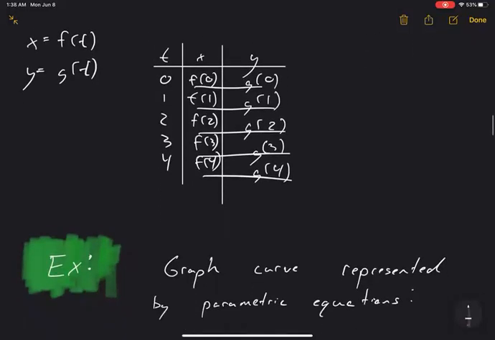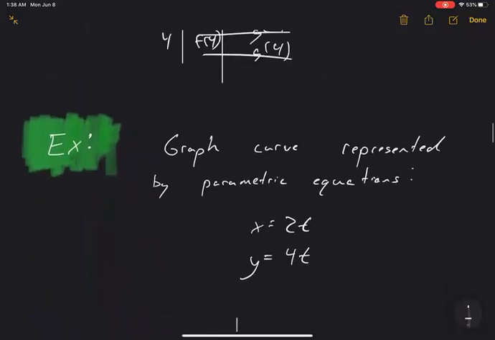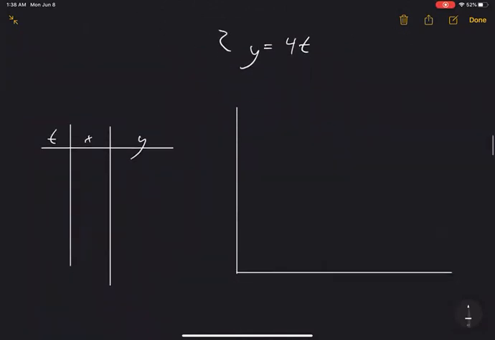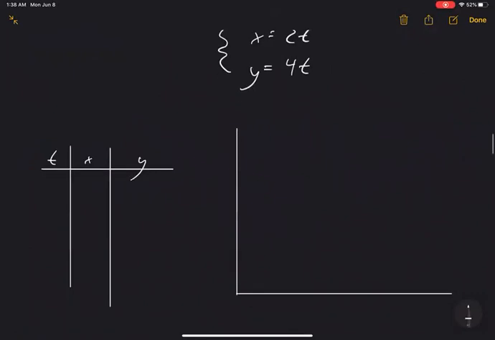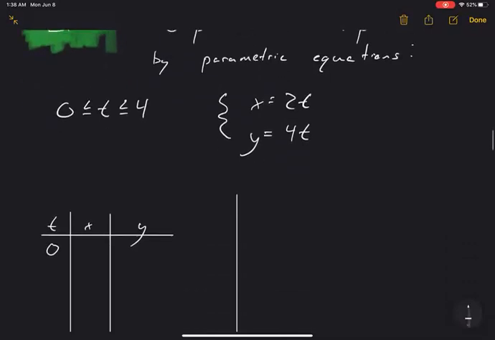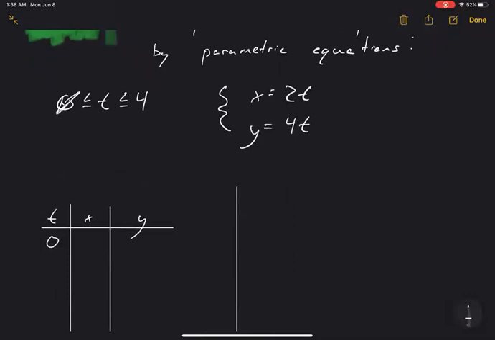So let's do a quick example. Let's think about this system of parametric equations: x equals 2t and y equals 4t. Let's try and graph these parametric equations. The first thing I'm going to do is make my table and pick just some t values, any t values I want, since I'm not given any restrictions here. Sometimes they'll give us restrictions on t, like t is between 0 and 4. Other times we can just pick whatever t values are convenient.